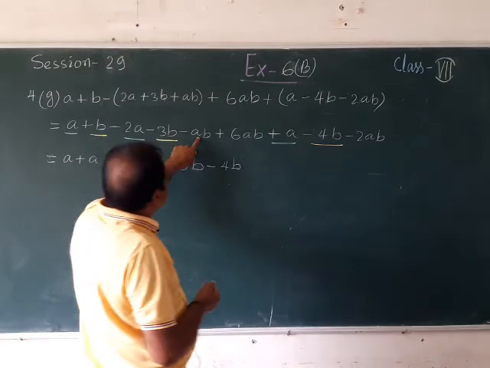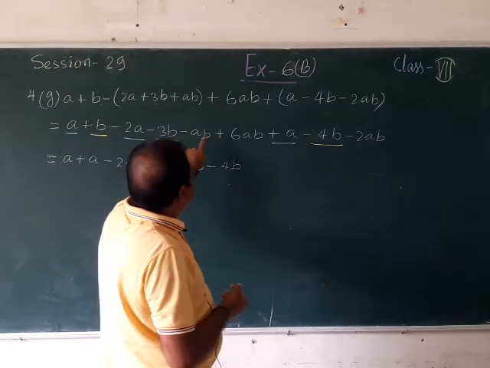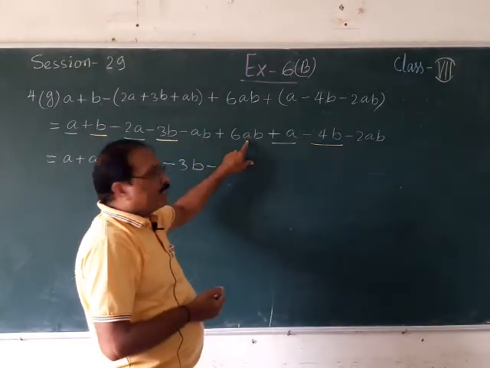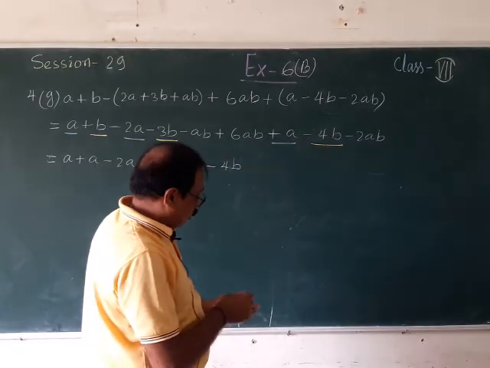Now you are having the next term, ab. Here you can see ab is there: 6ab and minus 2ab. So what to do?